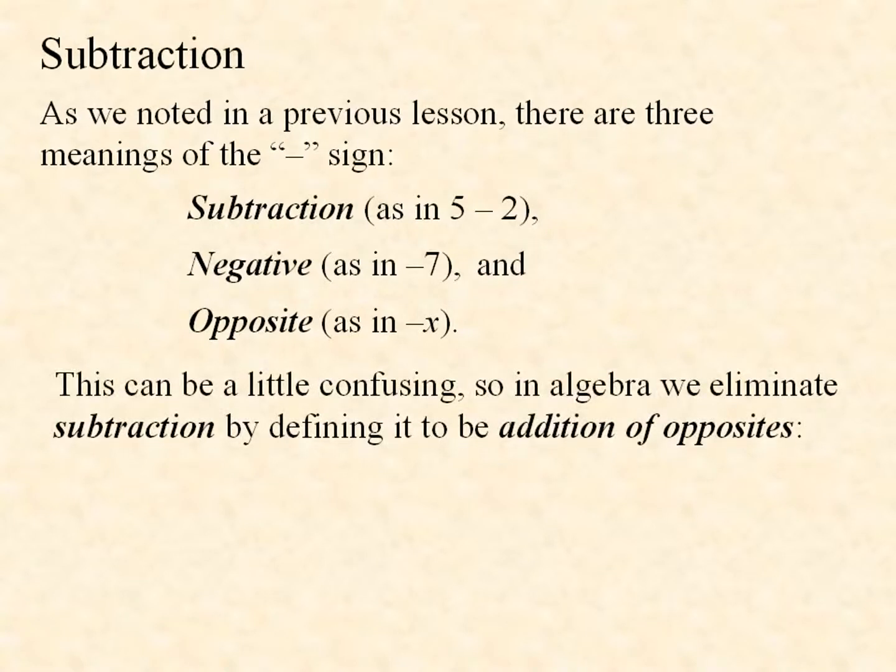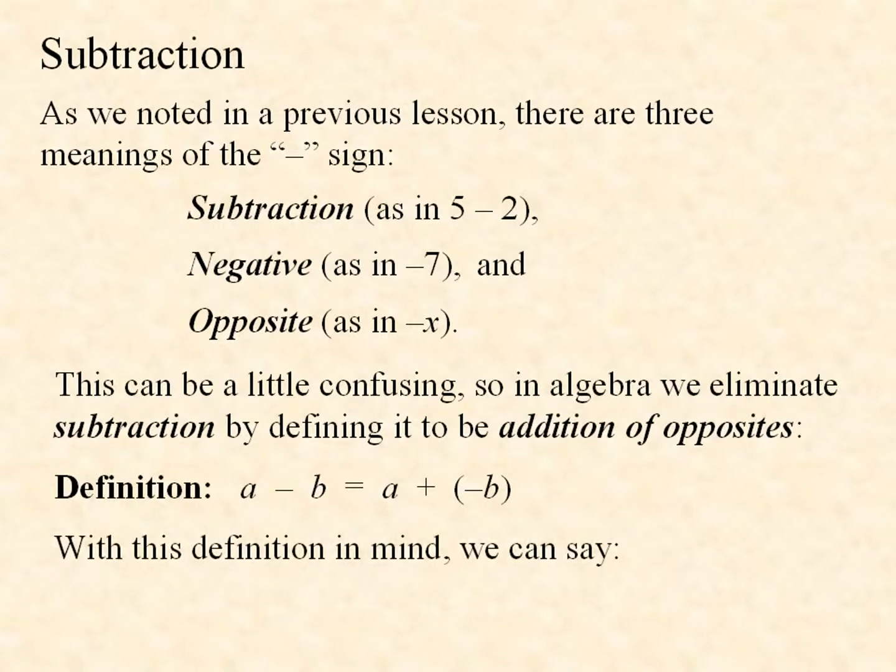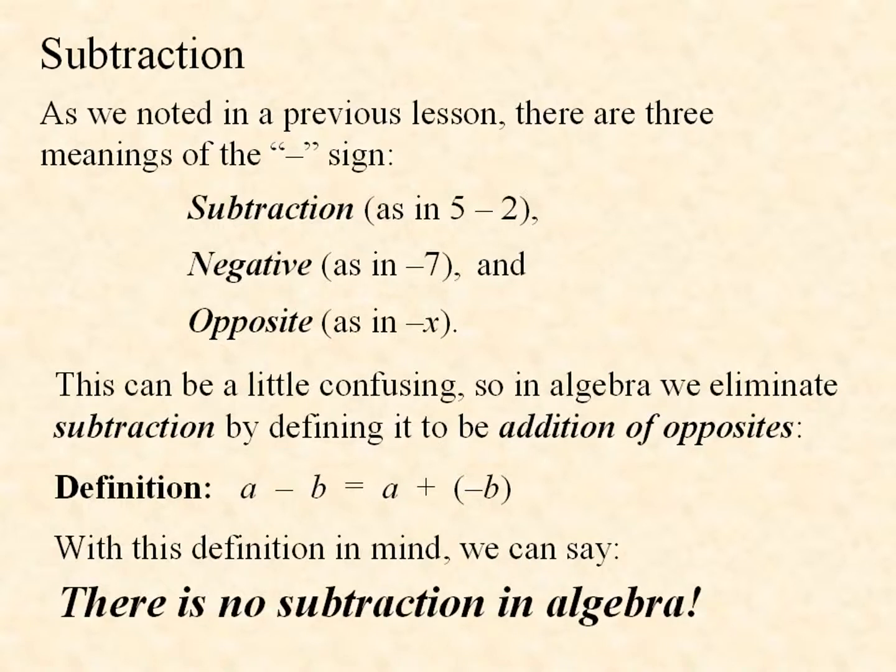So in algebra, we eliminate subtraction by defining it to be addition of opposites. In algebra, we write a minus b is equal to a plus the opposite of b. With this definition in mind, we can say, there is no subtraction in algebra.